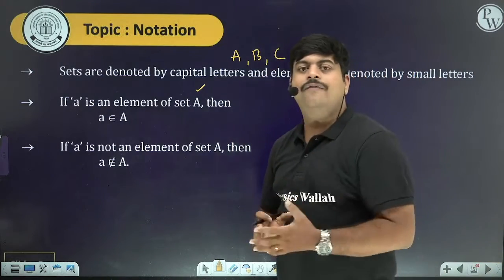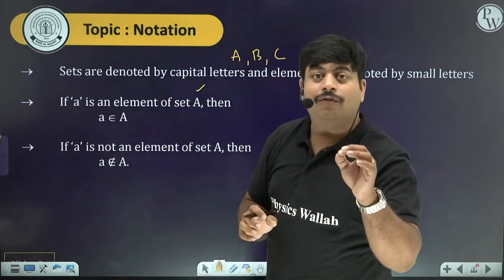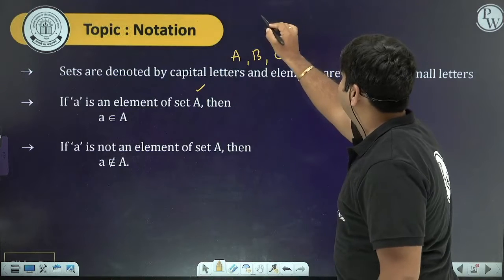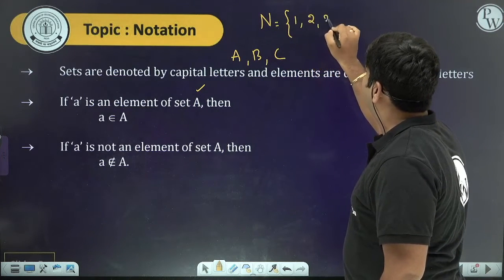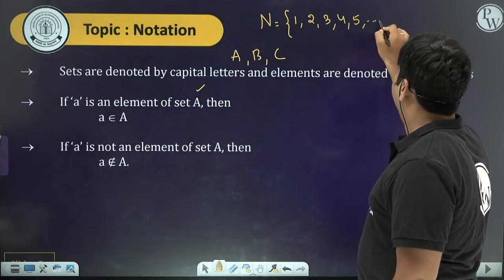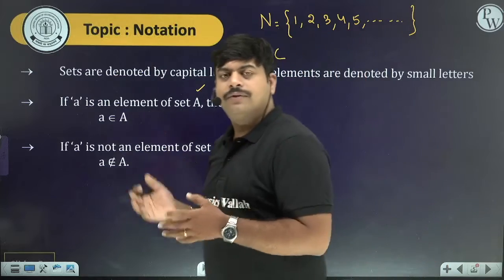Write down the set of all natural numbers. Simple question. Write down the set of all natural numbers. When I say natural numbers, without any doubt, everyone will give the same answer. Maybe the order may be different, but ultimately your answer should look like this, right? Starting from 1 and going to infinity.